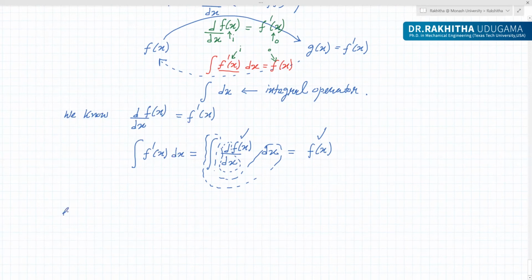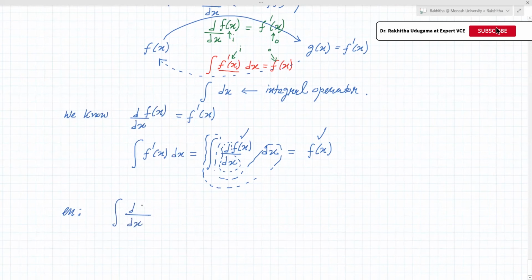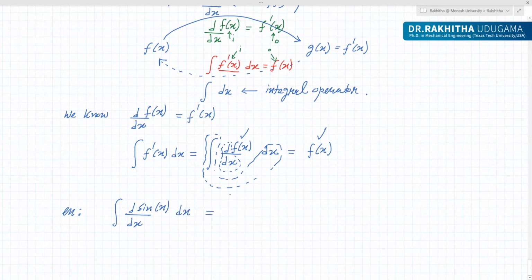Now, for example, if you have the integration of d/dx of sin x dx, what would be the answer? Sin x. Exactly. That's the idea. So this and that will go. Sin x is the answer.